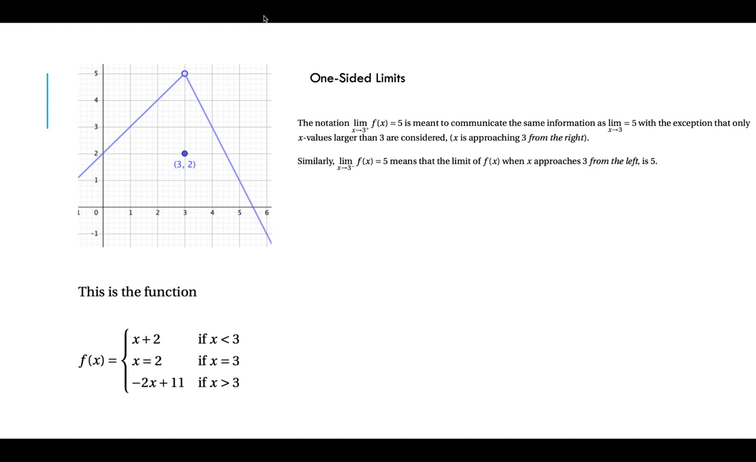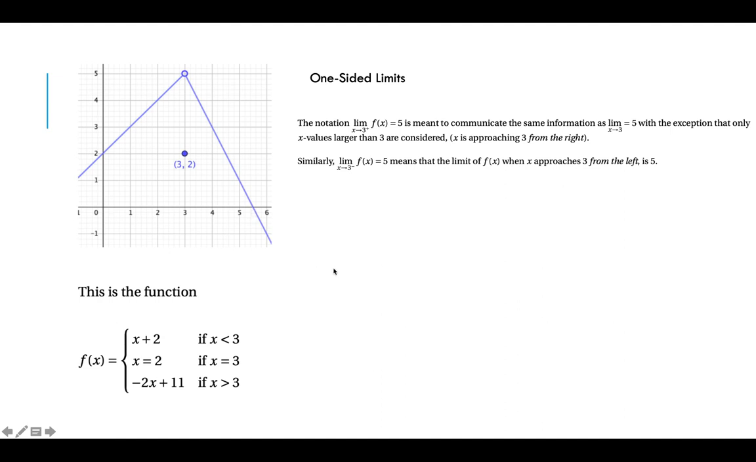Okay, so we've got the function f of x equals x plus 2 if x is less than 3. So for this part of our domain, the rule is x plus 2. And then at x equals 3, the function equals 2. So there's the point. And then for x greater than 3, so this part of our domain, the rule for the function is negative 2x plus 11.